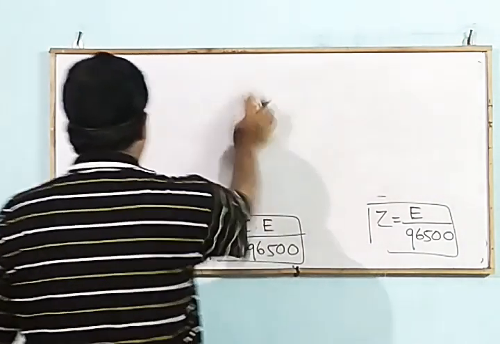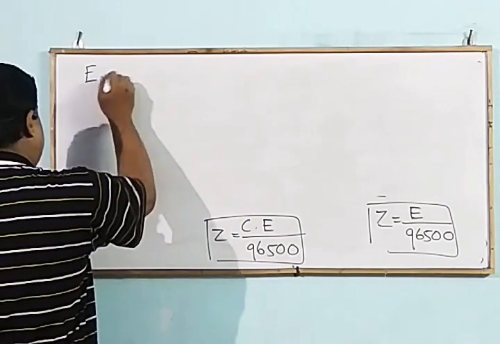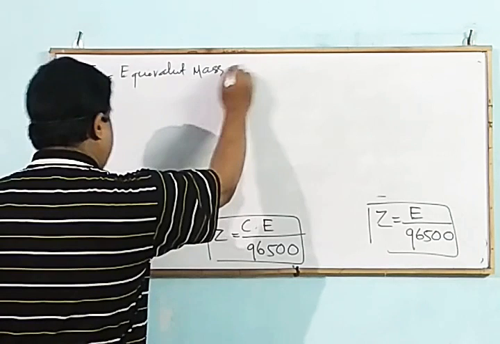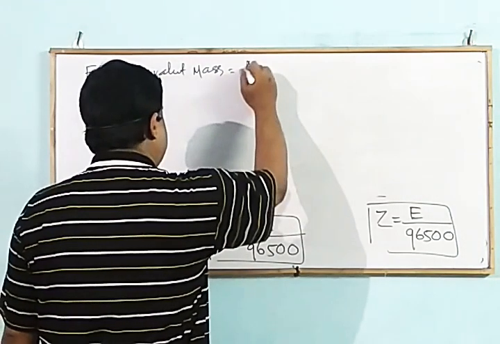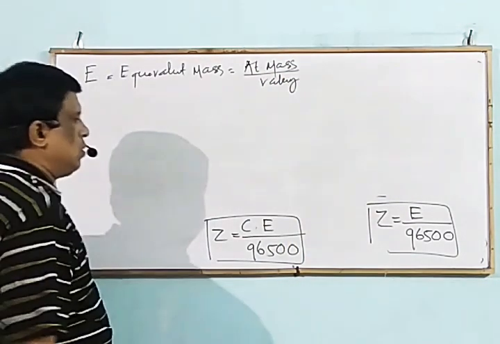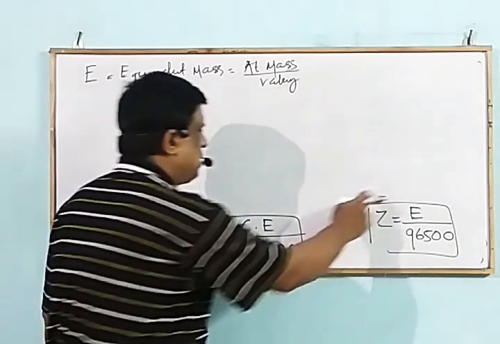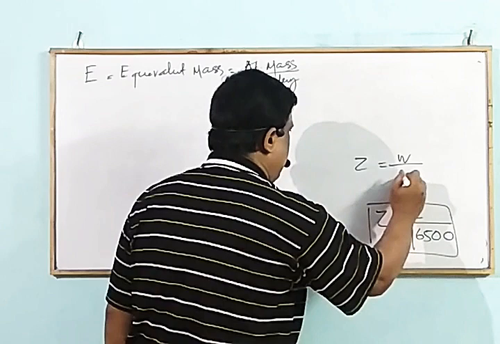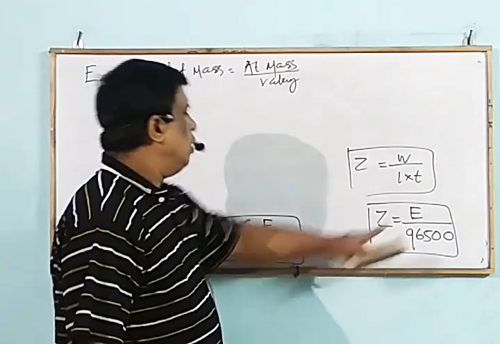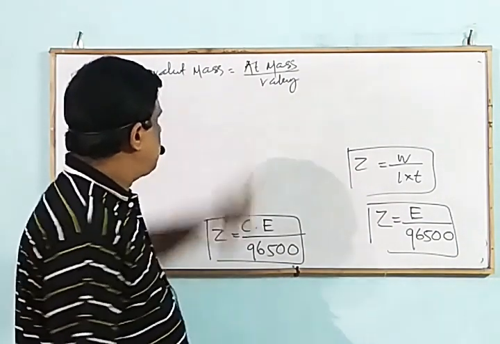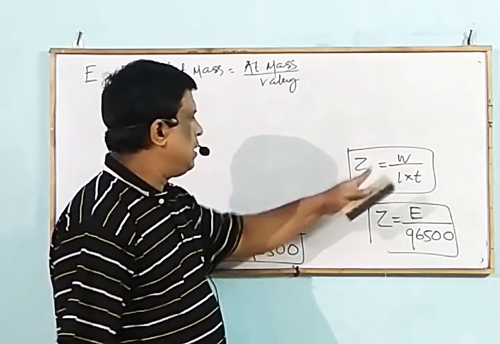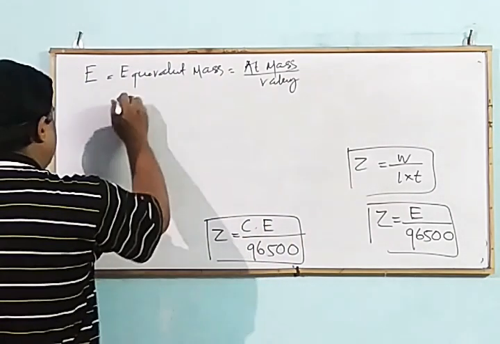What is E? E is known as equivalent mass, which is equal to chemical equivalent, which is equal to atomic mass by valency. So mark that. First relationship: Z is equal to W by IT. Second relationship: Z is equal to E by 96500, where E is known as equivalent mass. Equivalent mass is also equal to atomic mass by valence. So putting this data, this relation also we can write, mark that.